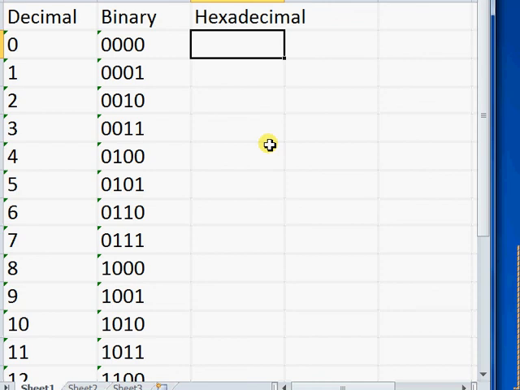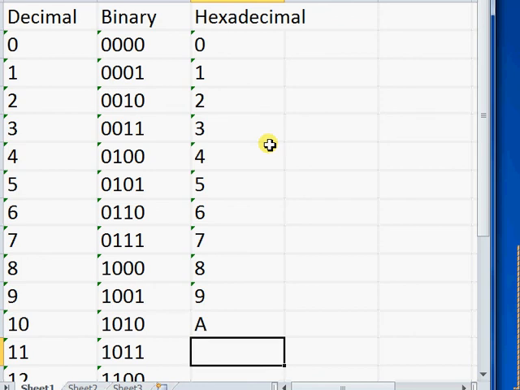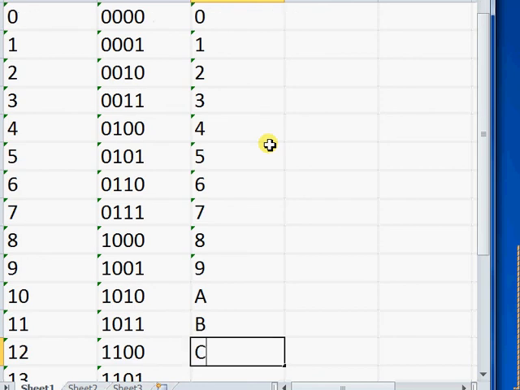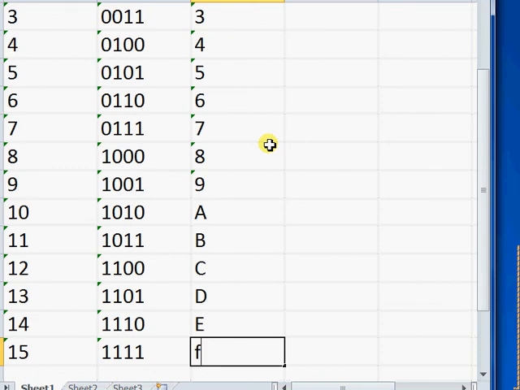So go 0, 1, nothing changes. 2, 3, 4, 5, 6, 7, 8, 9. Now remember, we're not going to start recycling numbers again, so we need another symbol. We'll use a capital A, B, C, D, E, and F. Got a capital there for correctness.